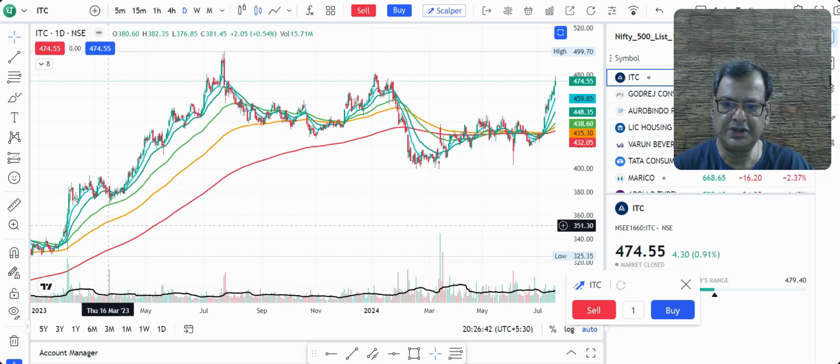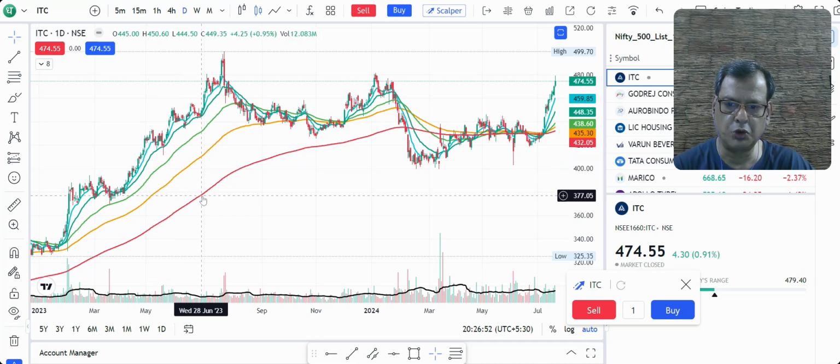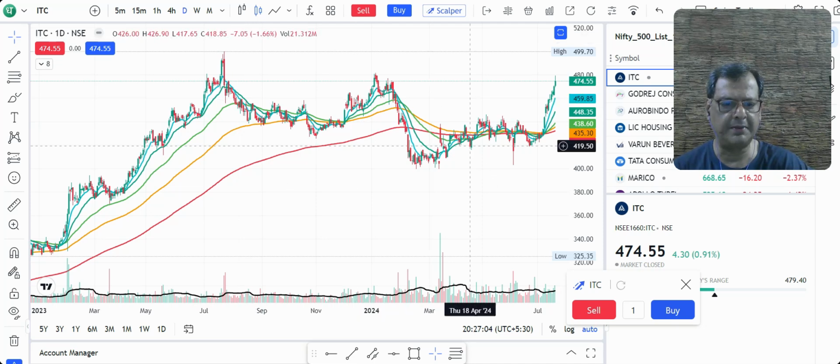So if you see here, this blue line is the 9 EMA. This is the 20. This is the 50. This is the 100. And this is the 200. Now you'll wonder why you are having so many moving averages. Your choice whether you want to use a simple moving average or an EMA. Since the EMA is more responsive, I prefer to use EMA.